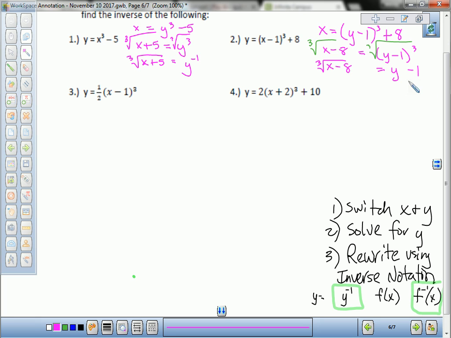They're no longer grouped, which makes it nice because now I can move the 1. And when I move the 1, I have solved for y. So this becomes the cubed root of x minus h plus 1 is equal to y inverse.